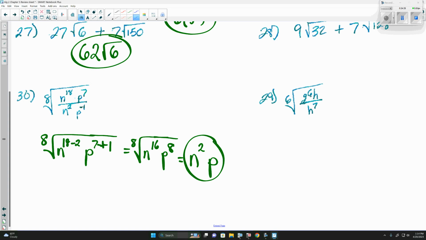Now, technically, we would need absolute values around the p because we took an even root, so it has to be positive. And since the exponent attached to p is odd, we would need it. But I'm going to take n squared times p as the correct answer. I'm not going to count off if you don't put the absolute values.